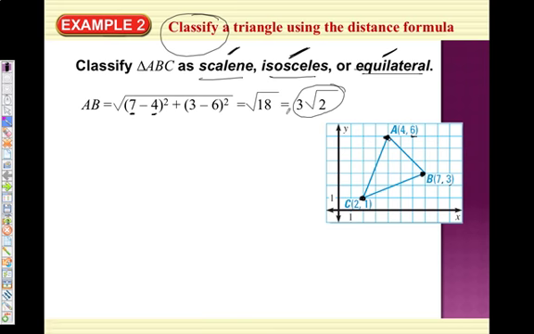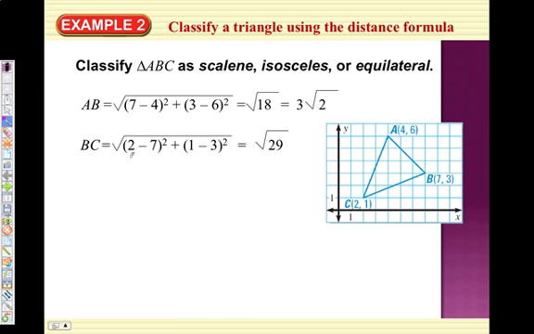Next, let's do BC. So how long is it from B to C? Well, all you have to do is know your distance formula. So they're going 2 minus the 7, basically just subtracting the x values and squaring them, plus subtracting the y values, 1 minus 3, and squaring them. So we have 2 minus 7, which is negative 5 squared, which is 25, plus 1 minus 3, negative 2 squared, which is 4. That's how they get square root of 29.